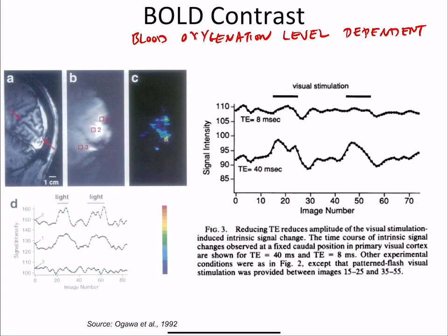As we talked about before, one of the features of it is that it is echo time dependent. At 40 milliseconds, we see the BOLD contrast. At lower echo times, like 8 milliseconds, there's relatively little BOLD contrast. And by contrast, we just mean, did the signal go up in response to the stimulus or not? Can we actually see that?